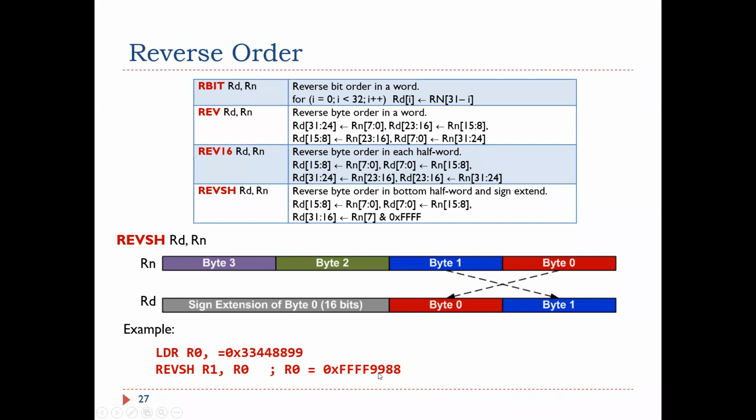Now, what is the most significant bit of 9? If you take a look, the most significant bit of 9 is 1. That's the reason why the 1 is extended for all these 16 bits. All the 16 bits will be replaced by a sequence of 1s. That's why it becomes FFFF here.